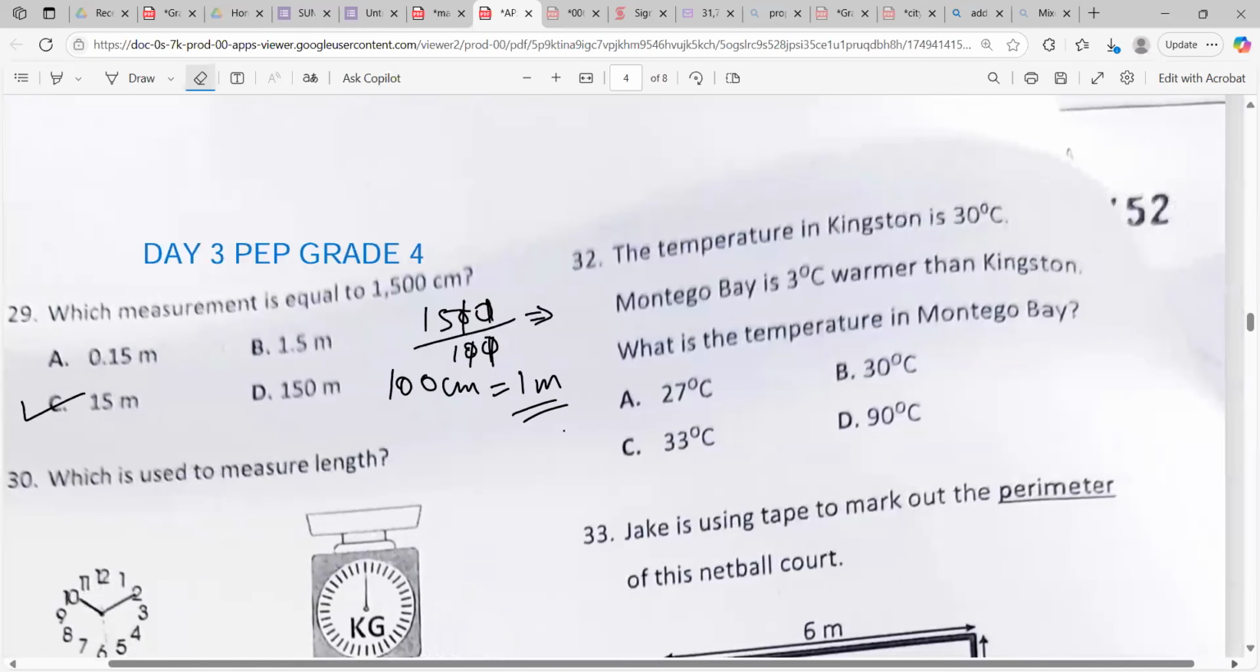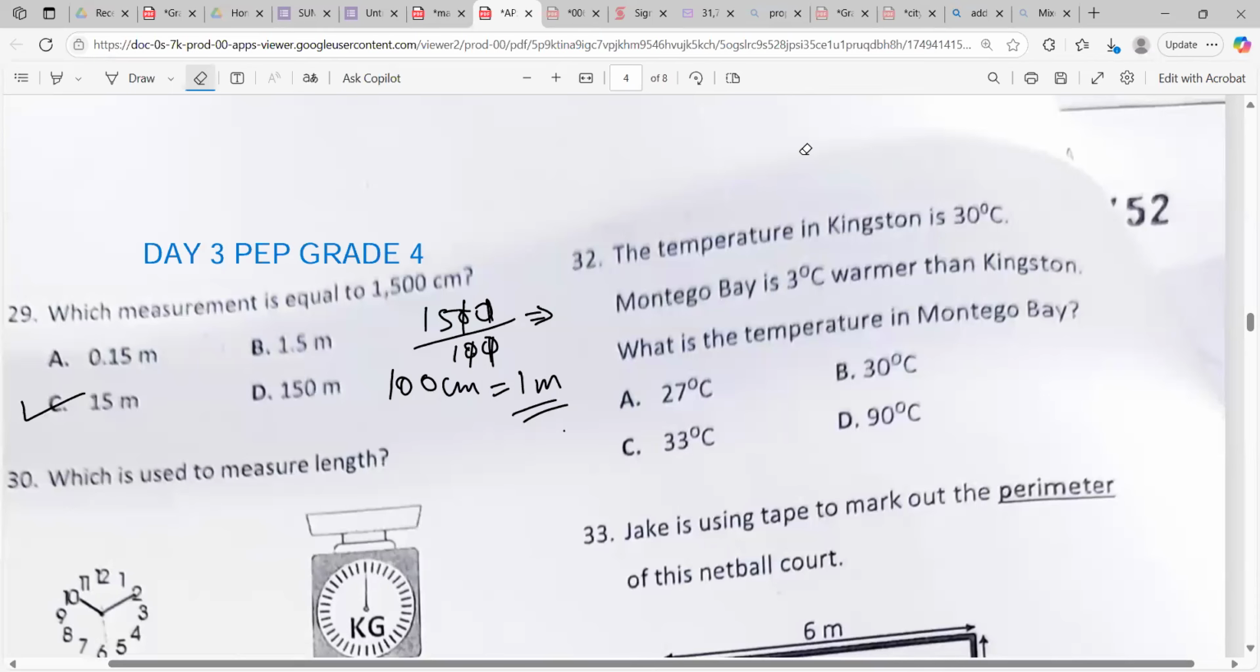All right, the temperature in Kingston is 30 degrees Celsius. Montego Bay is 3 degrees warmer than Kingston. What is the temperature in Montego Bay? All right, so you can go ahead and tell me that one. And we're at number 32. The temperature in Kingston is 30 degrees Celsius. Montego Bay is 3 degrees warmer than Kingston. What is the temperature in Montego Bay?